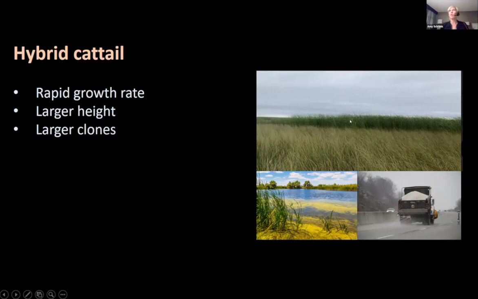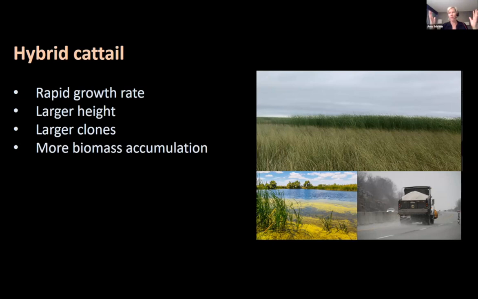It's usually taller than your tallest technician, so it's very easy to get lost in when you're walking around in it. It produces larger clones, so it spreads out more broadly than either of its parent species. Consequently, there's a lot more biomass accumulation. So that just means both live and dead cattail.